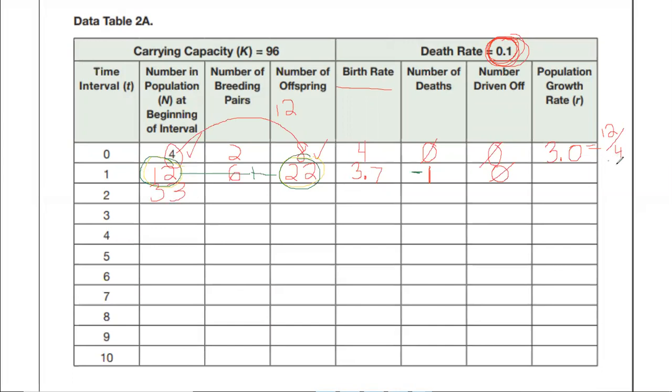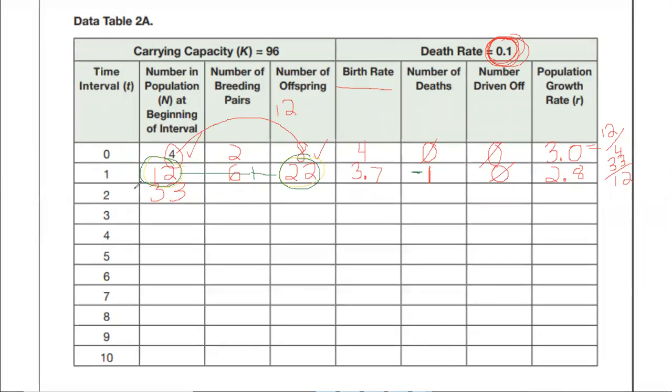So if I take 33 and divide that by my original population for this line, which was 12, then my growth rate is 2.8. Yours might be different, and that's okay. It depends on how many offspring you choose for the birds to have.